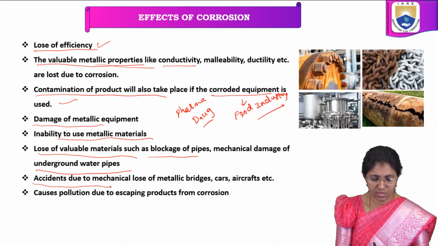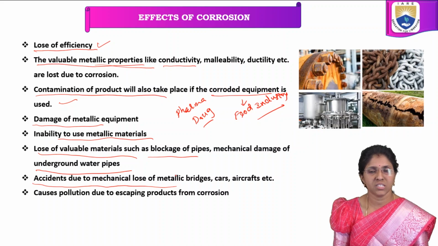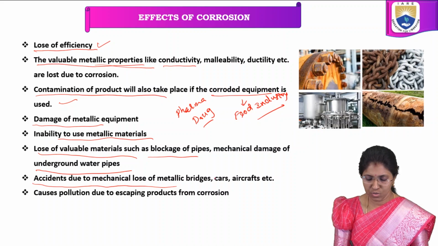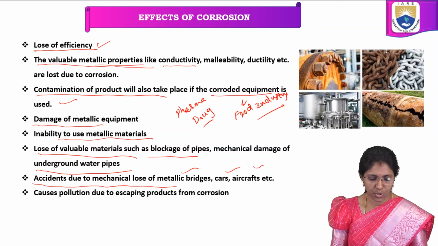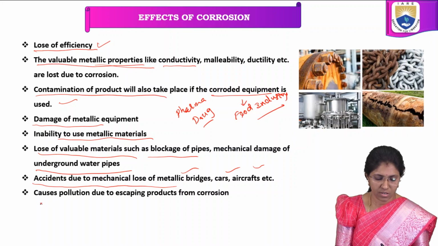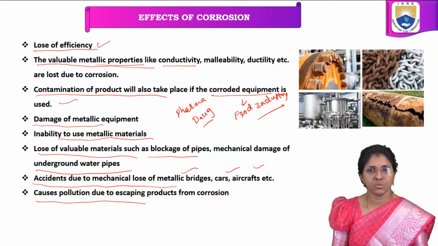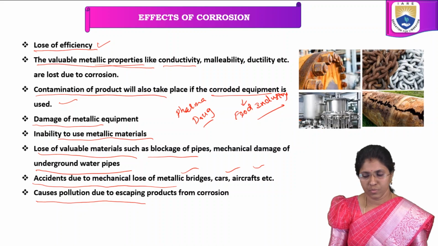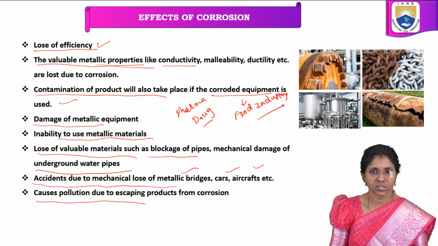Due to corrosion, accidents may take place due to mechanical loss of metallic bridges, cars, and aircrafts. In all these cases, we are using metals. It also causes pollution due to escaping products from corrosion.